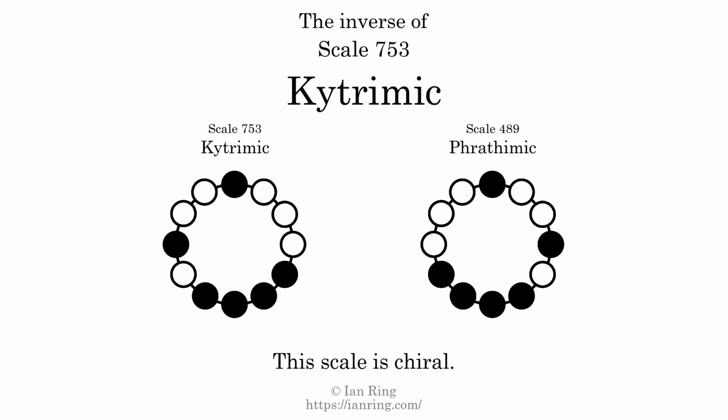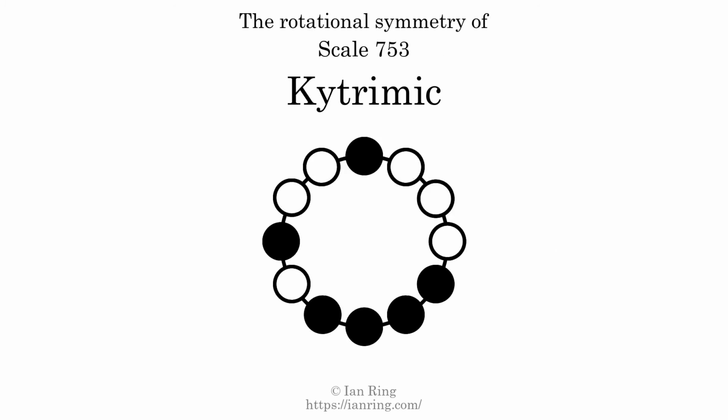The inverse of a scale is a mirror image. It is what you get when the sequence of intervals is reversed. The inverse of this scale is scale 489, also known as Kytrimic. This scale is chiral. It cannot transform into its inverse by rotational transformation. This scale has no rotational symmetry.